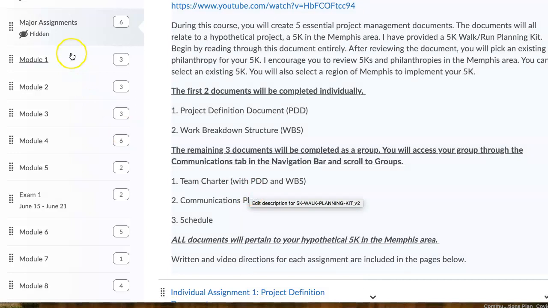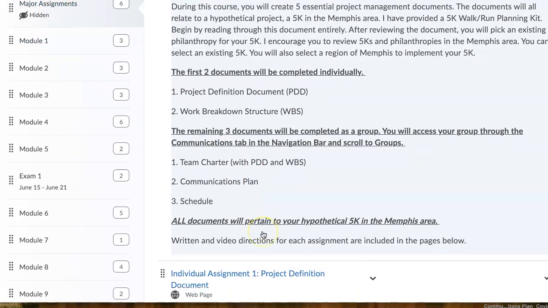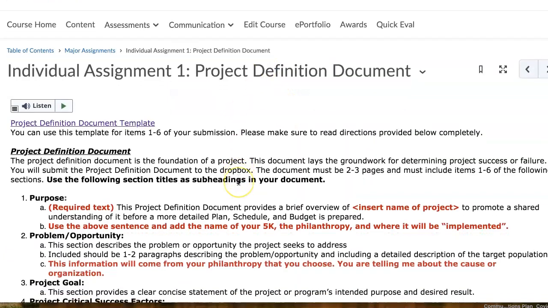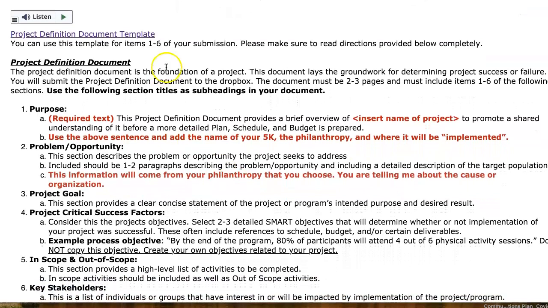Make sure you can access this through major assignments, and then you'll scroll down to individual assignment project definition document. I have included the written directions here. I have also included a template. You will be using items 1 through 6 on this template.